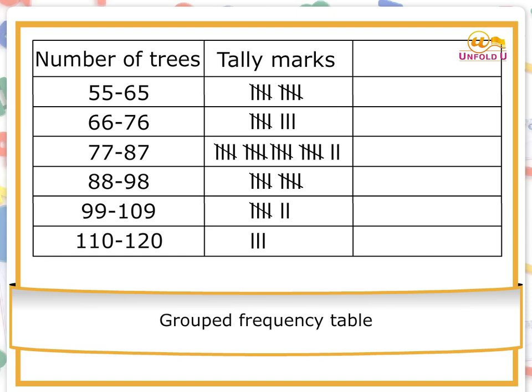In the third column, write frequency. Count the lines in each row and write the frequency in numeral form against that row.